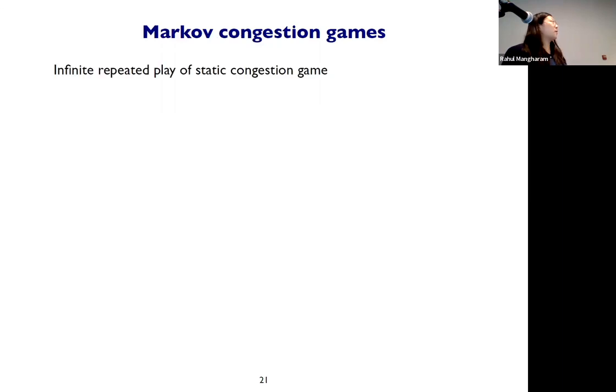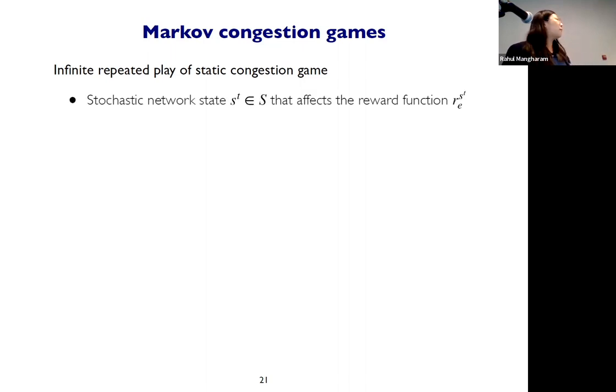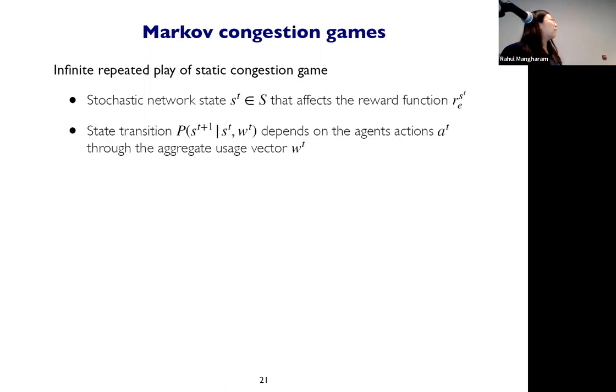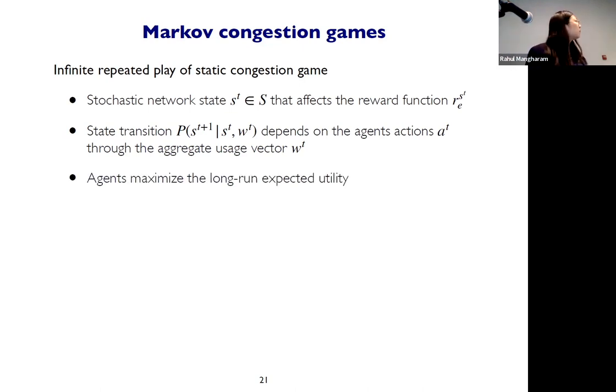Okay, however, things are totally different for Markov congestion game. If we think about infinitely repeatedly playing a static congestion game, for example, the network has a stochastic state that evolves, and the state transition matrix is actually a function of the aggregate usage of these resources. So this is a natural extension of static congestion game to the Markov setting when the state is stochastic.